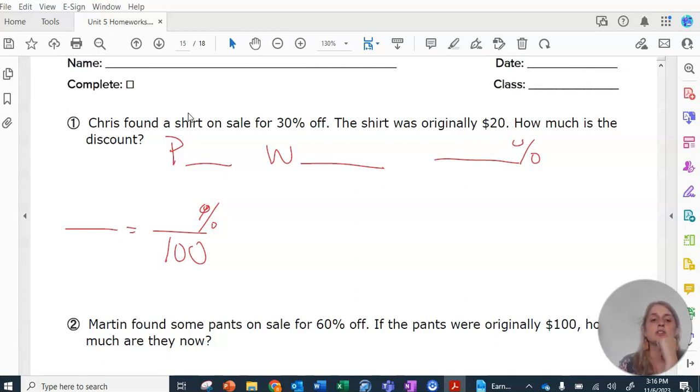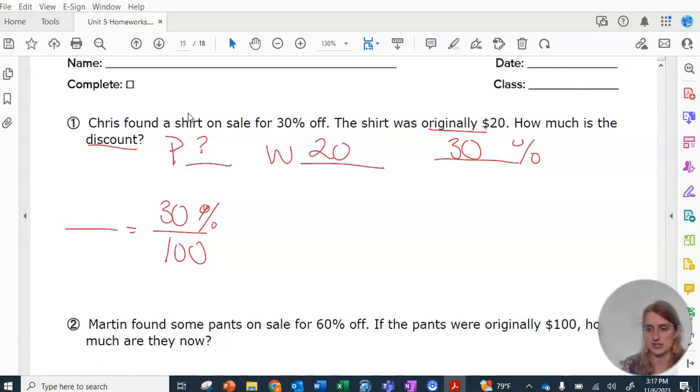Okay, Chris found a shirt that was on sale for 30% off. That's our percentage. 30% as a fraction is 30 over 100. The shirt was originally $20. How much is the discount? The discount is not the whole price. The discount is the part. $20 is the whole price.